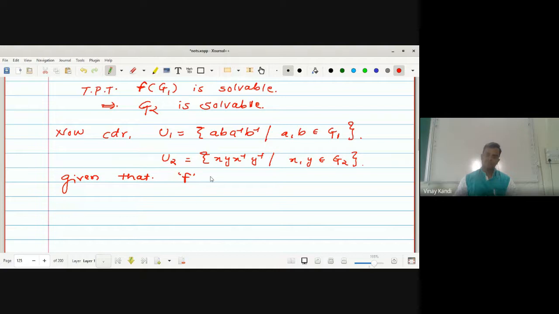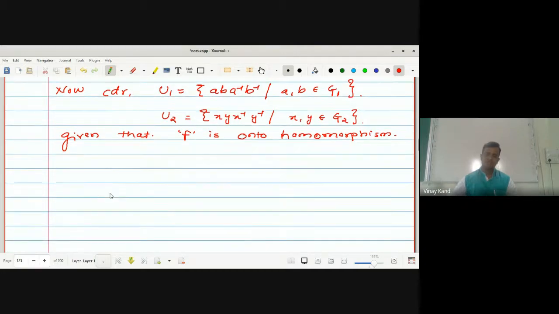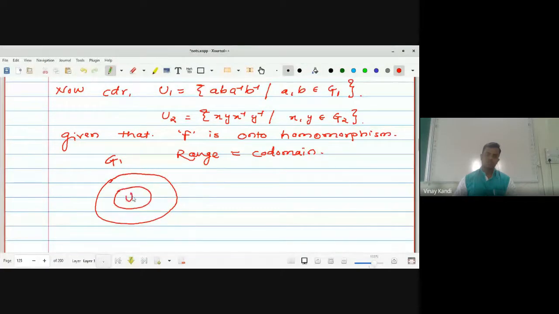f is an onto homomorphism. Onto homomorphism means range is equal to codomain. Now look at it. Suppose G1 is this, with U1 its commutator set. This one is G2, and this is U2. This is the function f.